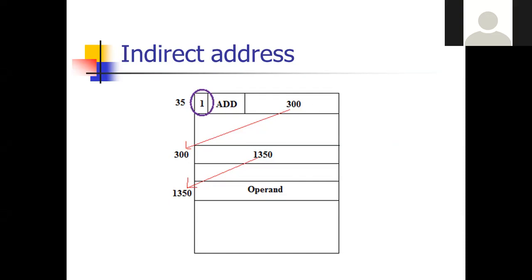Now, this 300, the control will go to the 300 location, and here again the address is located. In the next attempt, the CPU will be able to collect the contents of the operand from the memory. Means indirectly, it goes to the value of the operand in 2 attempts. That is the example of indirect address, which is again one kind of addressing mode.